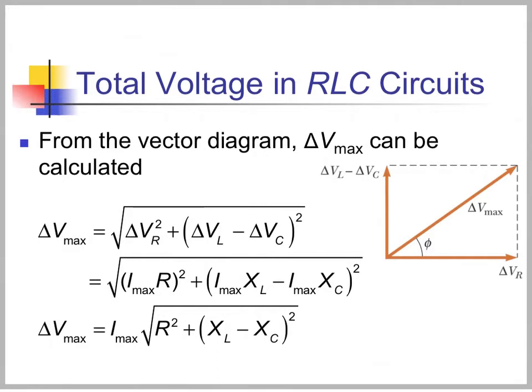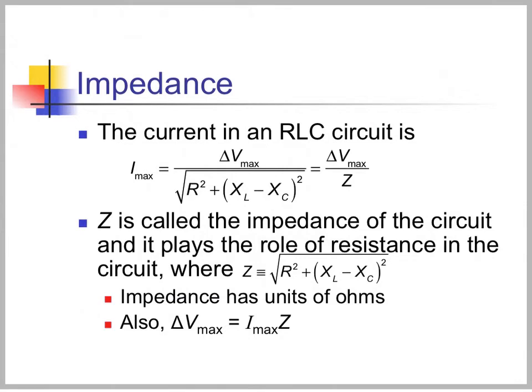So the current in an RLC circuit, I max, is the maximum voltage over the square root of this function, and we're going to call the square root here something, Z. Z is called the impedance of the circuit, and it plays the role of resistance in the circuit. Impedance also has units of ohms. So delta V max is I max Z. Now notice the impedance depends on the resistance, the inductive reactance, and capacitive reactance, but remember both of these depend on frequency, so the impedance is going to change for different frequencies.